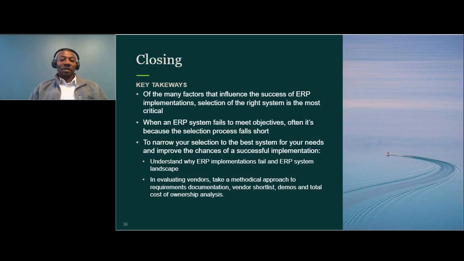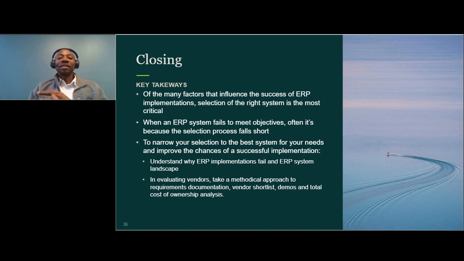In closing, of the many factors that influence the success of ERP implementations, selection of the right system is the most critical. When an ERP system fails to meet the set objectives, often it's because the selection process falls short. To narrow your selection to the best system for your needs and improve the chances of a successful implementation, you want to understand why ERP implementations fail in the first place. And we went through those.